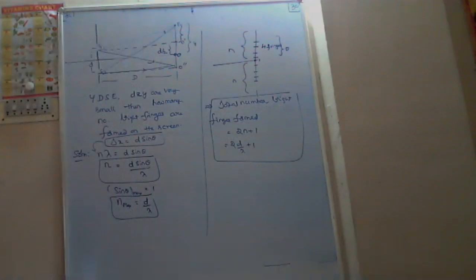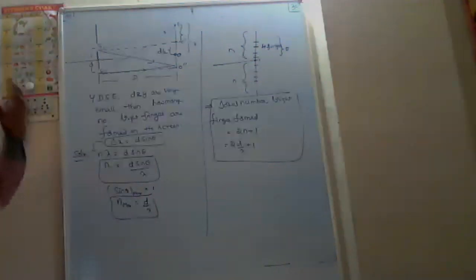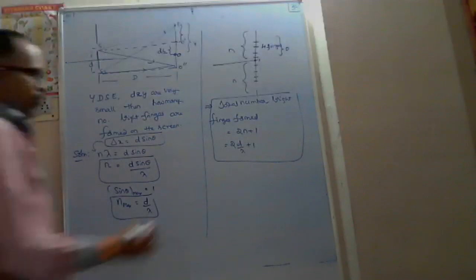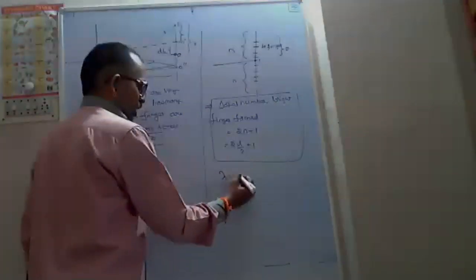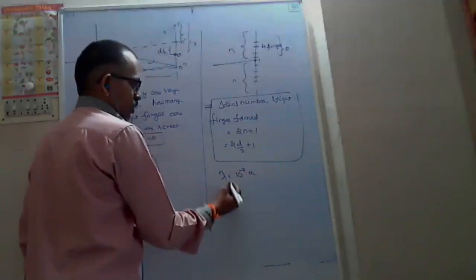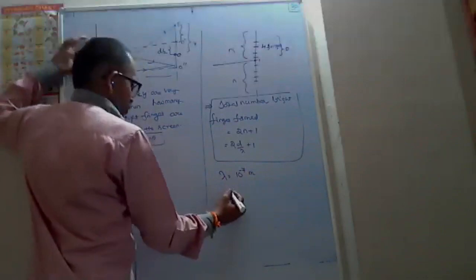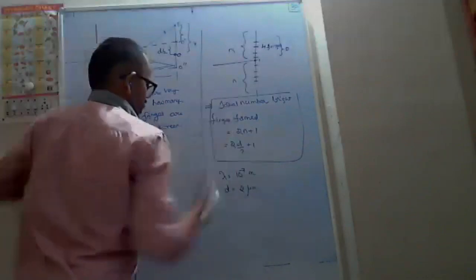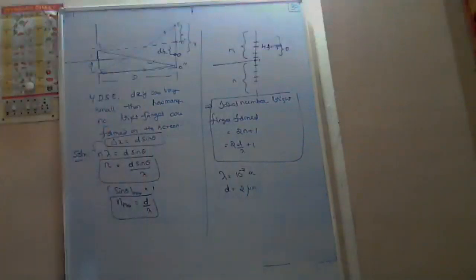This question was asked previously in the Mains exam. He gave the wavelength of light used as 10 power minus 7 meters. The distance between the two slits is equal to 2 micrometer, 10 power minus 6. Then how many total number?